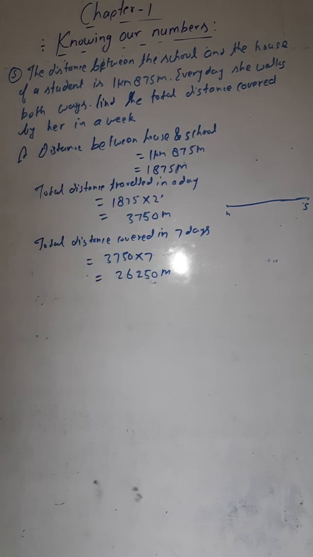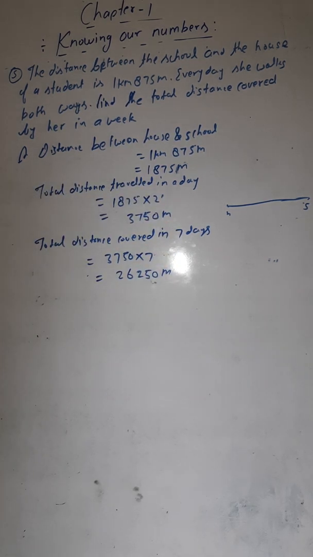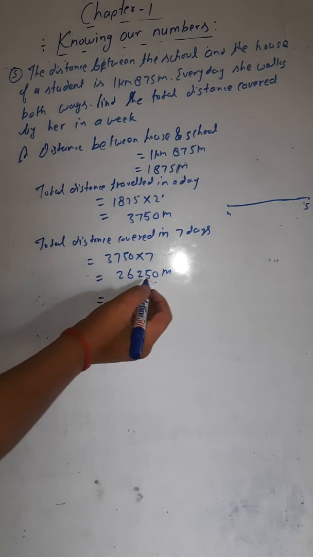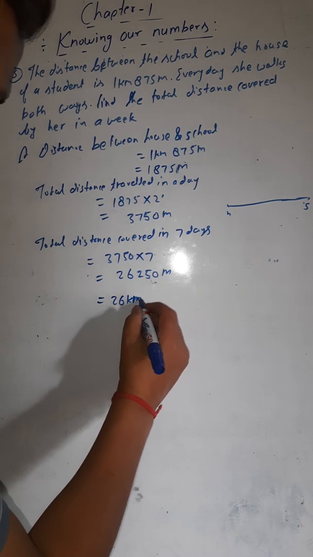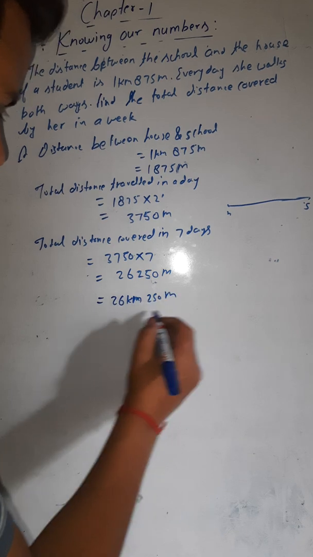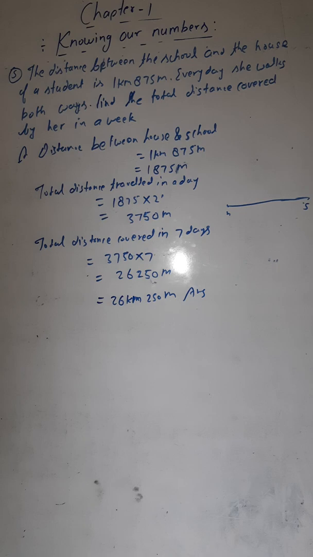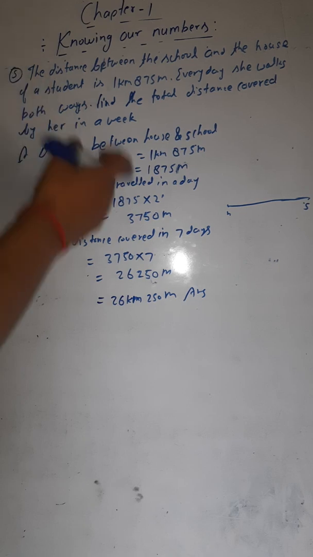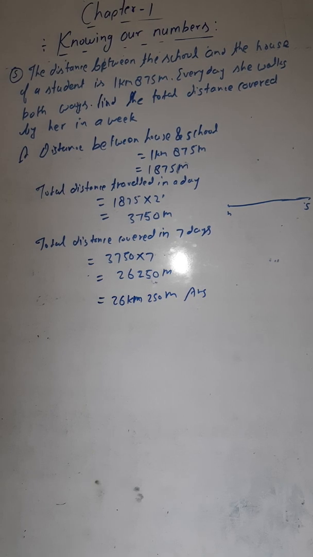This is the distance, 26,250 meter. Okay, if you want to write this in kilometers, how many kilometers are there? You must be knowing in 1 kilometer there are 1000 meter. So this is 26 kilometer and the left is 250 meter. So this would be the answer. 26 kilometer 250 meter is the distance which would be covered by the student in a week. Okay, so these are the questions.